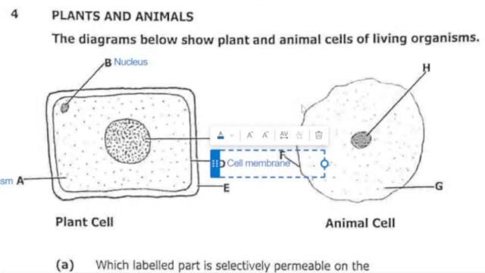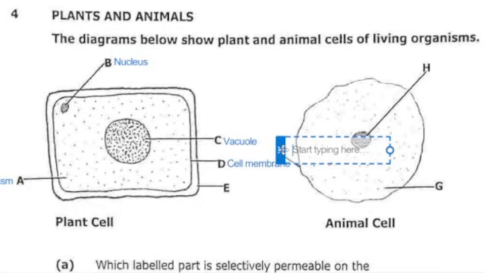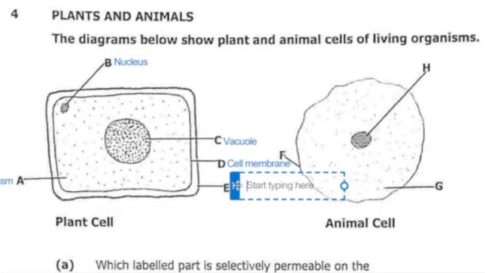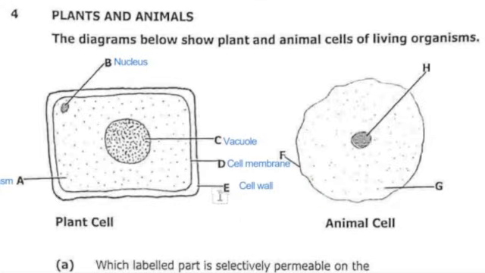Then what is F? Oh sorry, we are at E. What is E? As we can see, that is cell wall. Those are the parts of a plant cell. Now we come to the animal cell.